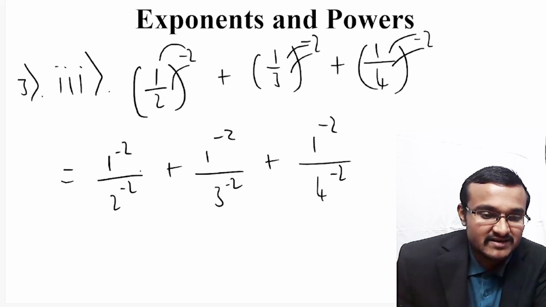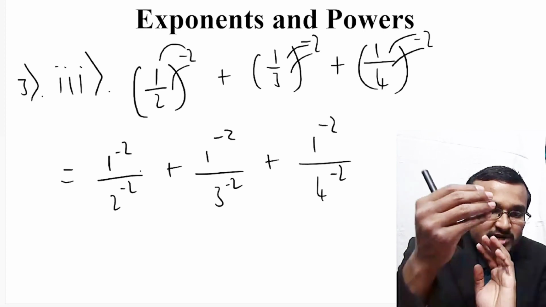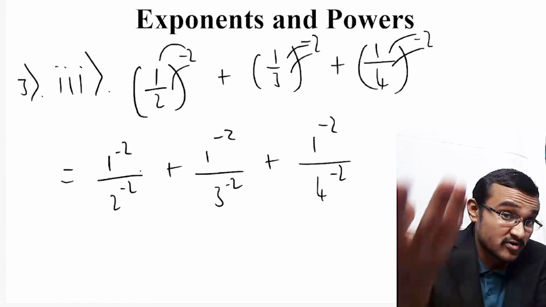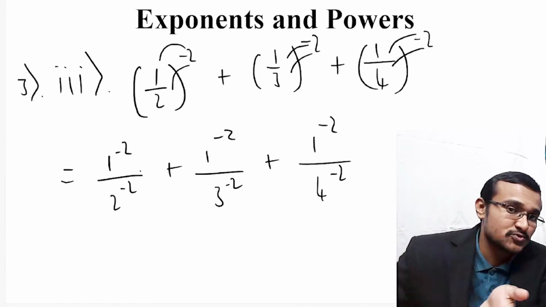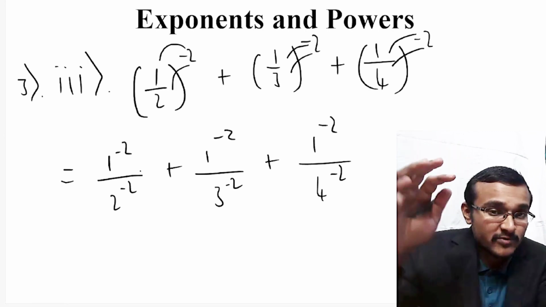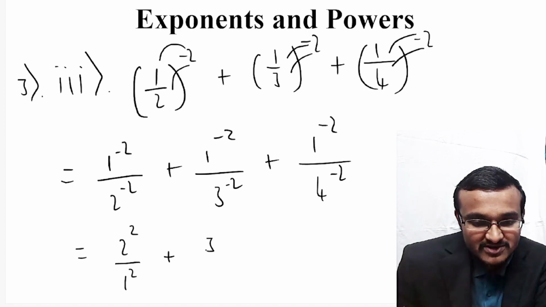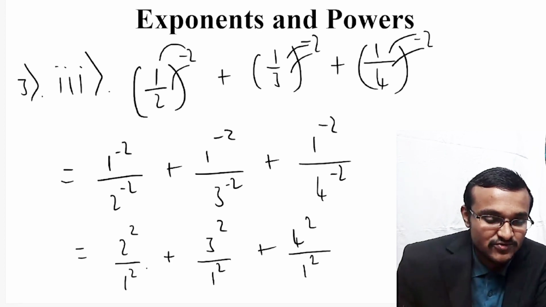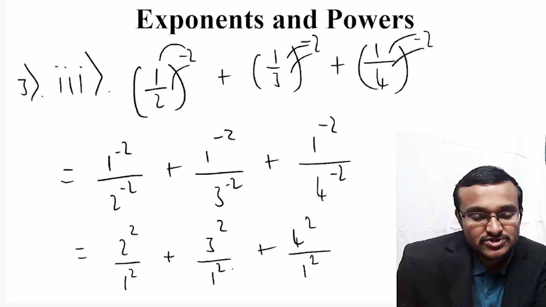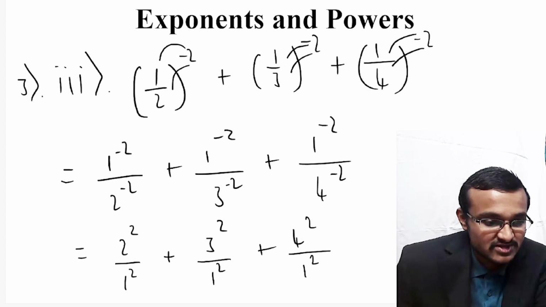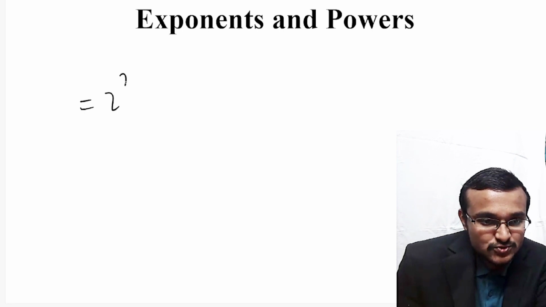So when you interchange these terms, 1 power minus 2 comes to the denominator and becomes 1 power plus 2. When 2 power minus 2 goes to the numerator, it becomes 2 power plus 2. So as you go on interchanging like that, it will become 2 power plus 2 divided by 1 power plus 2. Here also it will become 3 power plus 2 divided by 1 power plus 2. Here also 4 power plus 2 divided by 1 power plus 2. So 1 square is 1, here also 1 square is 1, and here also 1 square is 1. So you can write this as 2 square plus 3 square plus 4 square.